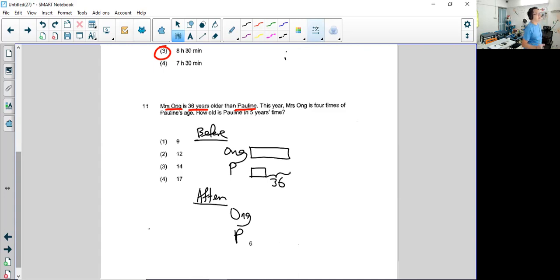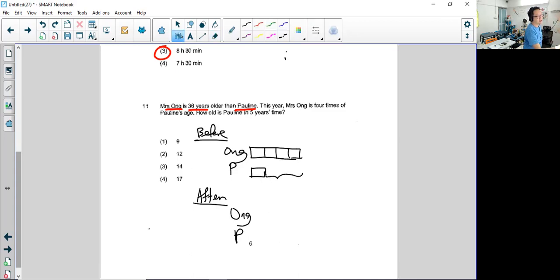This year Mrs. Ong is 4 times of Pauline's age. And how old is Pauline? How old is Pauline in 5 years' time? Okay, so we need to cut the rectangle for Mrs. Ong 4 years' time. Okay, like this. I think I read a little bit too fast. Okay, so let's adjust it to something like this.